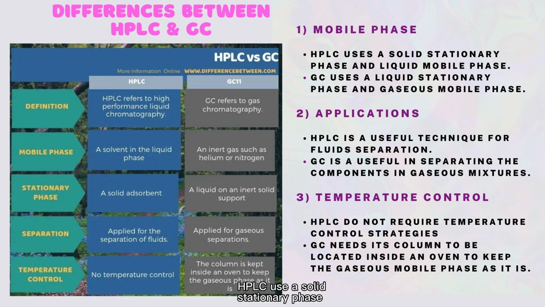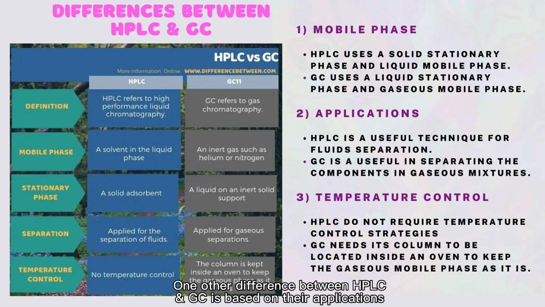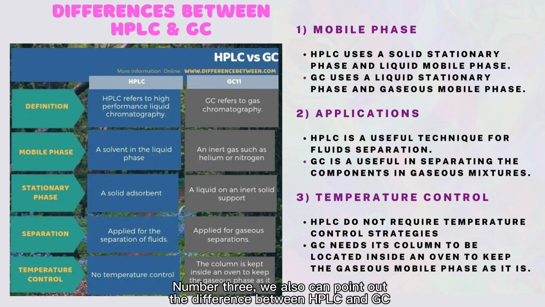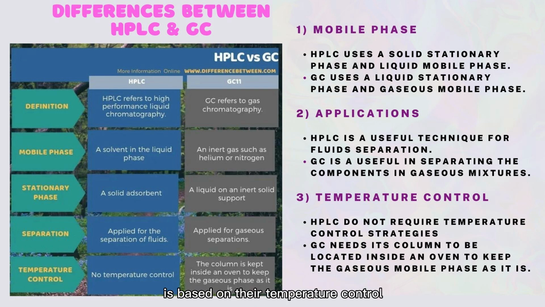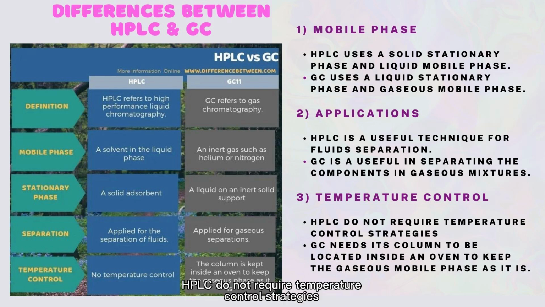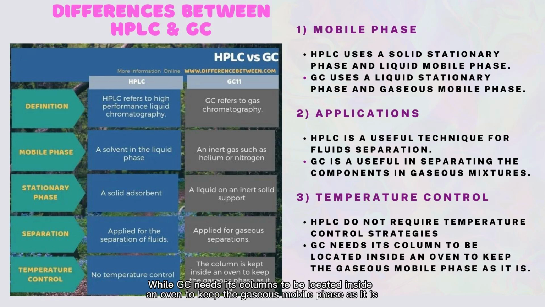HPLC uses a solid stationary phase and liquid mobile phase, while GC uses a liquid stationary phase and gaseous mobile phase. Two, one other difference between HPLC and GC is based on their applications. HPLC is a useful technique for fluid separations, while GC is useful in separating the components in gaseous mixtures. Number three, we can also point out a difference between HPLC and GC based on their temperature control. HPLC does not require temperature control strategies, while GC needs its column to be located inside an oven to keep the gaseous mobile phase as it is.